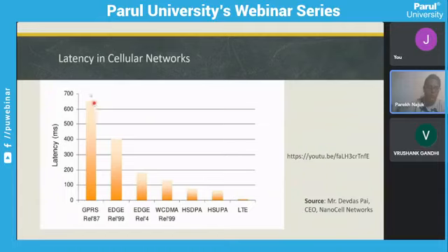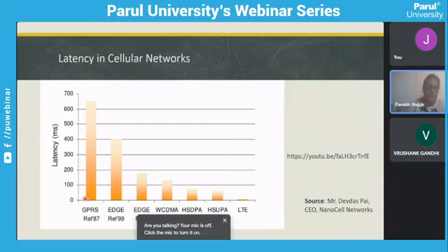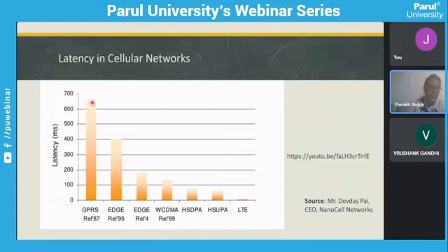Now, one more thing I told you about, the glitch. What is that glitch? The main thing with 5G is the latency. Latency in cellular networks, you can see how it has decreased in this graph. First of all, GPRS, the 2G system. It has a latency in milliseconds that goes around 650, right?